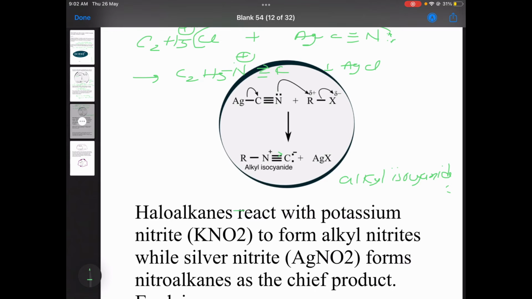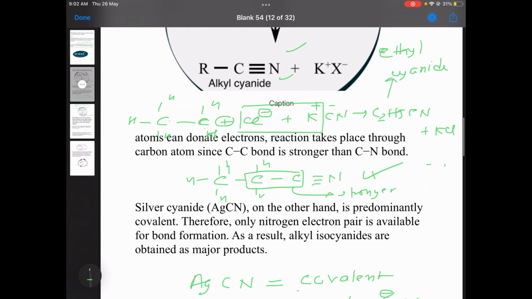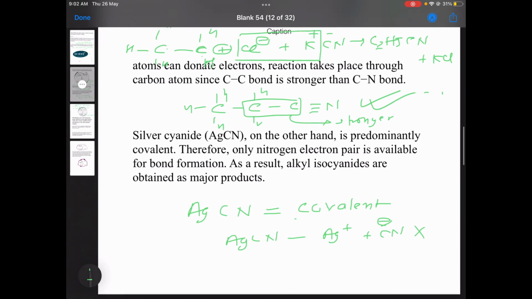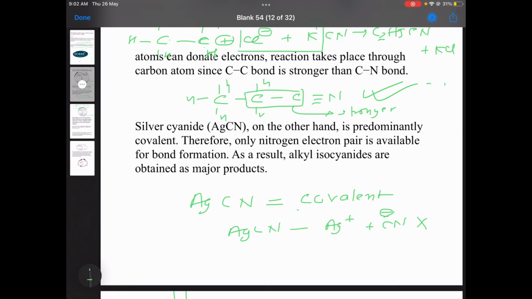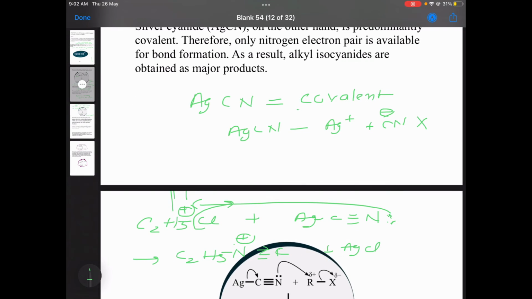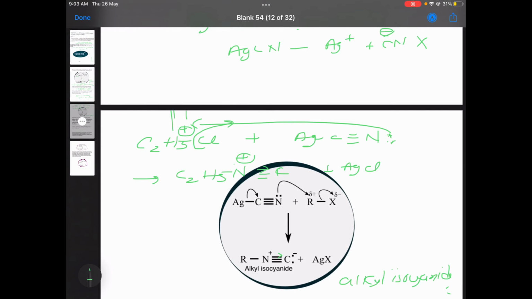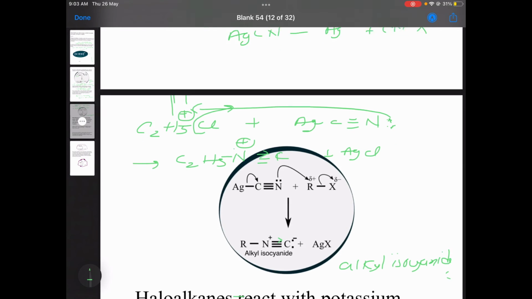So that's why when an alkyl halide is treated with potassium cyanide, which is highly ionic in nature, it can be segregated into K+ and CN- ions, and it can form an alkyl cyanide easily. Since the carbon-carbon bond is much stronger, it is preferred to form an alkyl cyanide. But the reverse is not the case. Silver cyanide cannot form that because it's predominantly a covalent compound. That's why cyanide acts as an ambidentate nucleophile and forms an alkyl isocyanide.